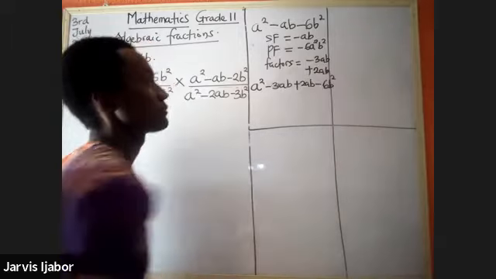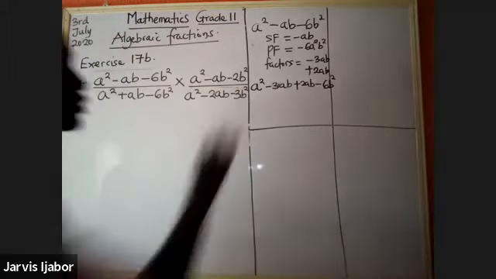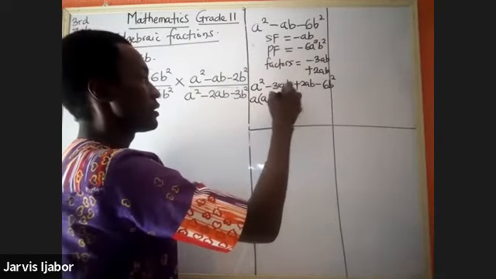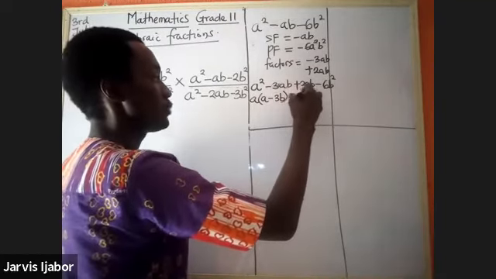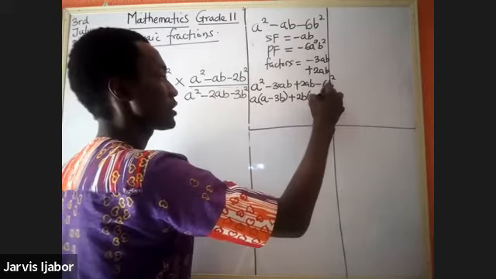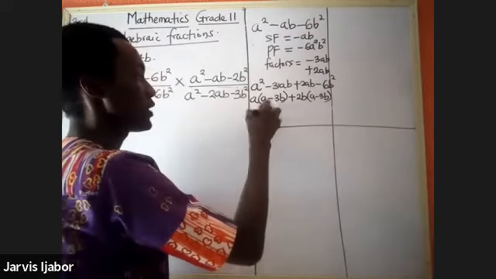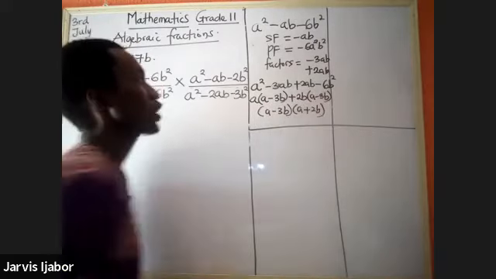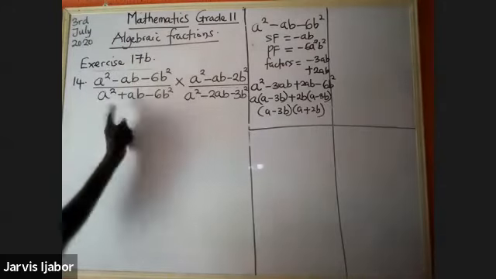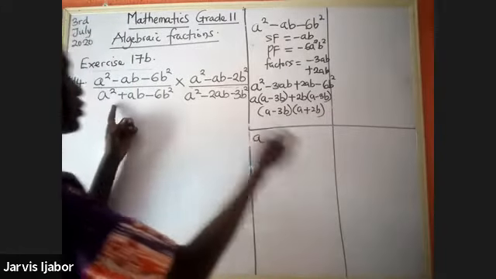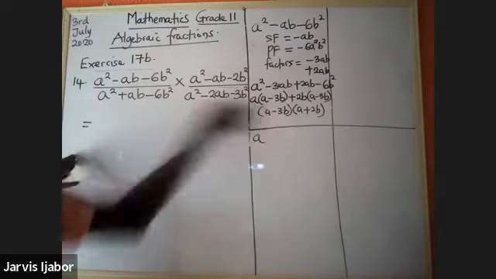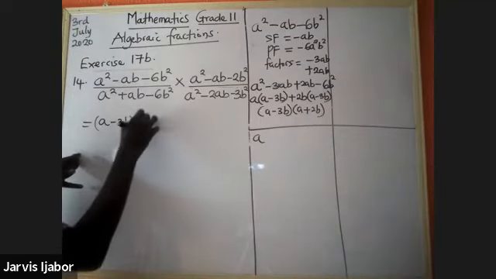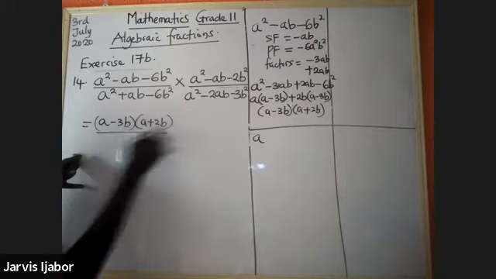6b squared. So I factor a out, I'm going to get a minus 3b plus 2b, I'm going to get a minus 3b. So this will be a minus 3b into a plus what? 2b. So I'm done with the first one. So let me do the second one. I haven't gotten that. I'll transfer the answers here. So that will be a minus 3b into a plus 2b over.